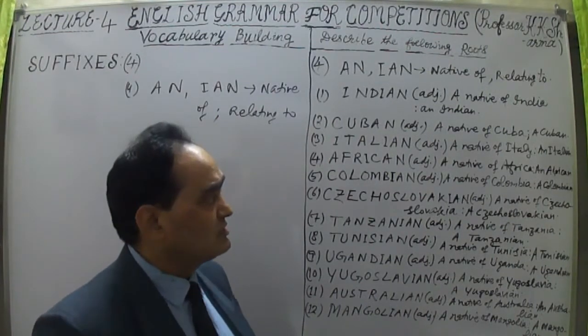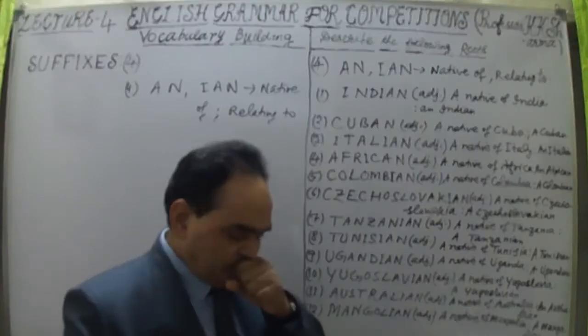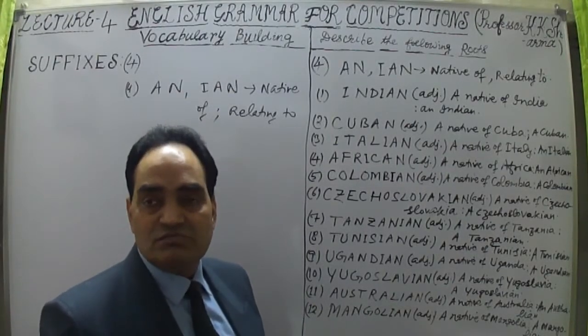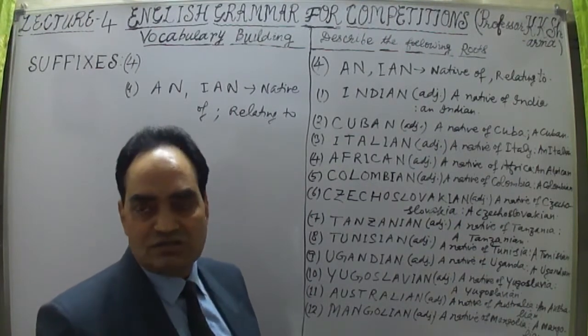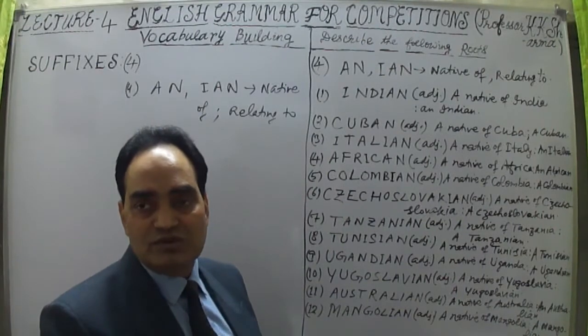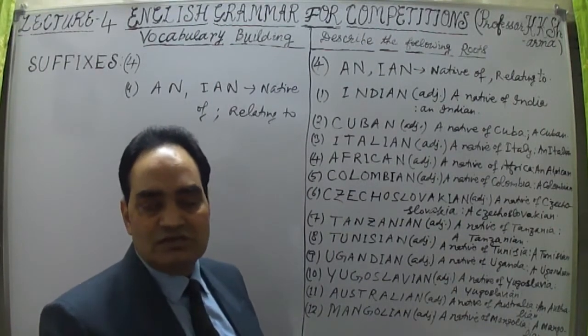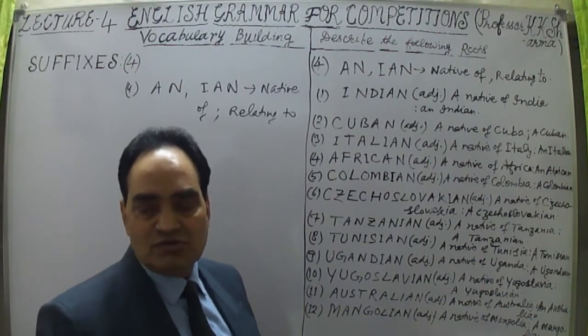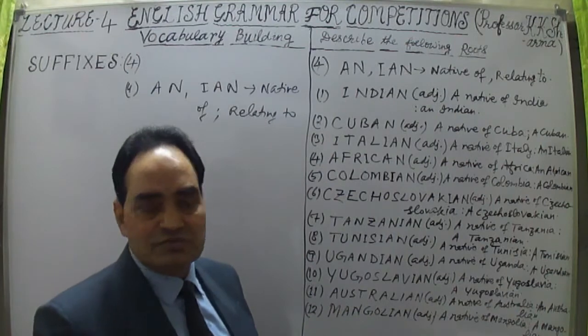More than 200 countries are there. So we can have the country's citizens, how to pronounce the citizens of the country. This word is going to help you in that situation. Suppose IAN or AN is added with the country's name, you will get that country's citizens, the citizen of the country.